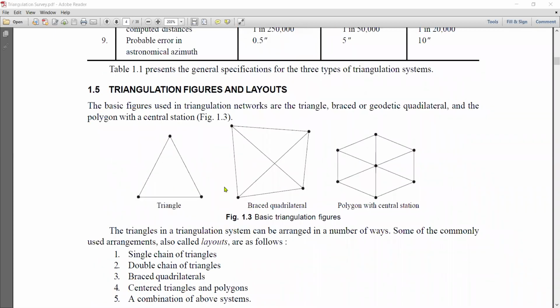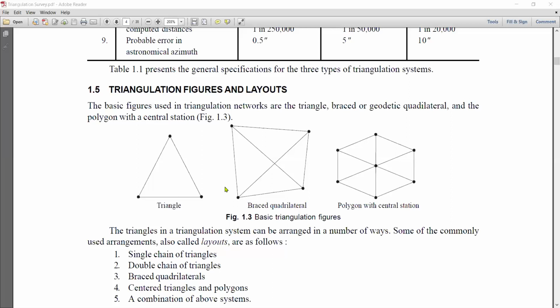Today, by knowing the differences between the primary triangulation system, secondary triangulation system, and tertiary triangulation system, let us discuss triangulation figures and layouts. By seeing the figures, you must be able to differentiate the triangle, quadrilateral, and polygon. So just see these three diagrams. The first one is a triangle, the second one is a quadrilateral, and the third one is a polygon.